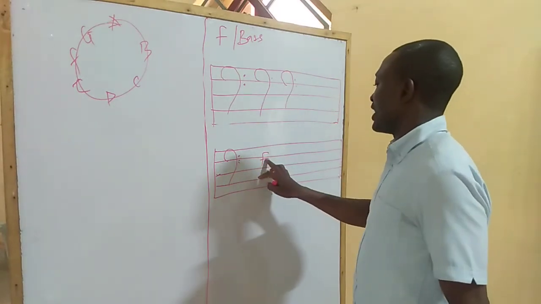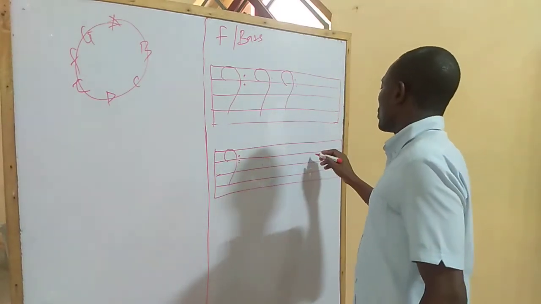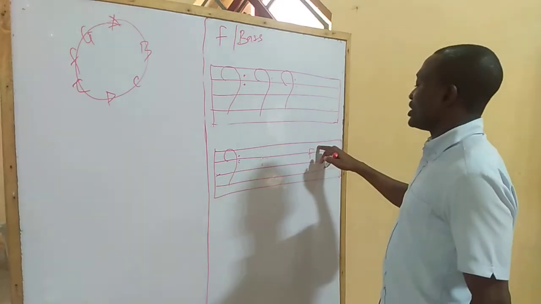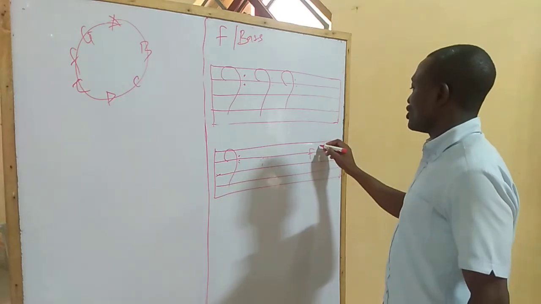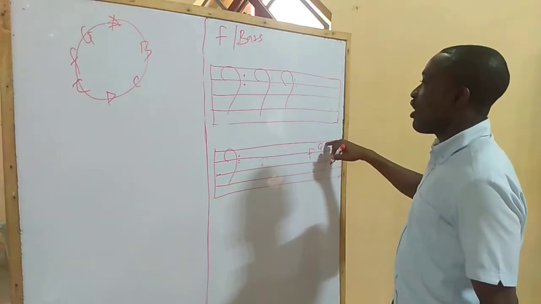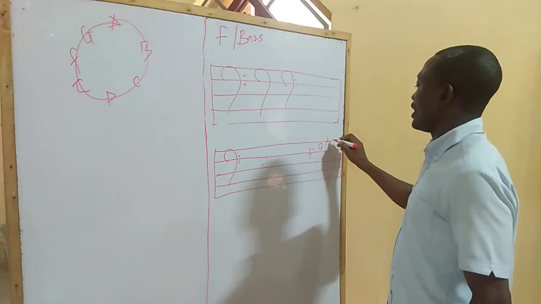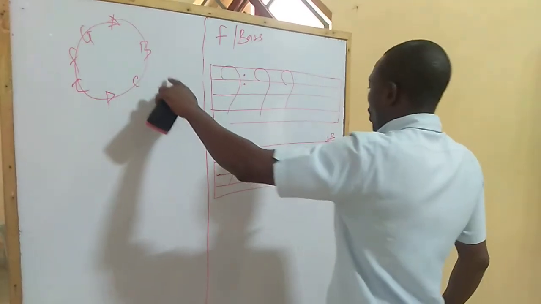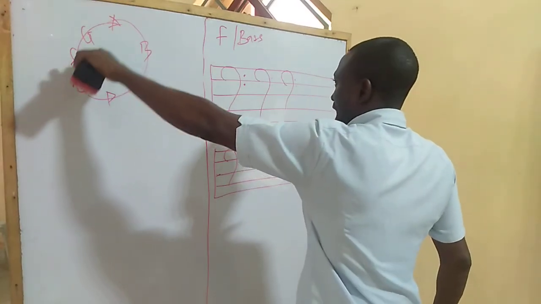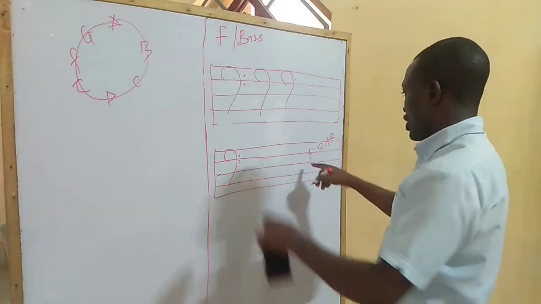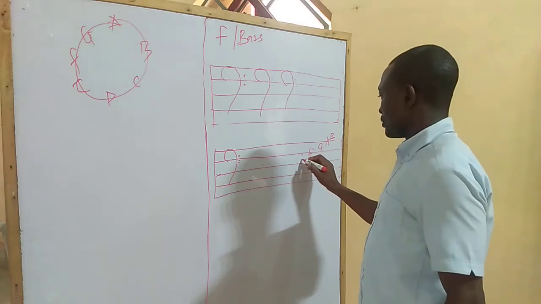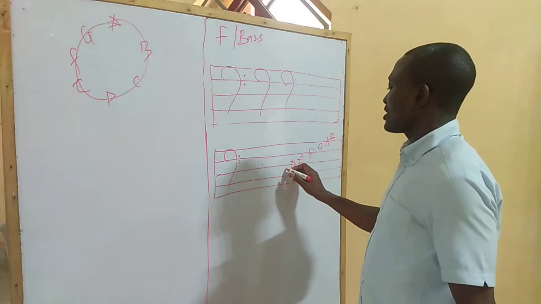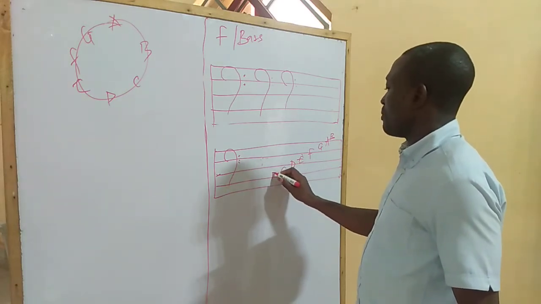The space here, let me draw it here. If line 4 is F, the space here will be what? G. The line up here, line 5, will be what? A. The space up here will be what? B. Thank you very much. Then coming down from F, anti-clockwise, the space here will be what? E. Line will be what? D. Space C. Line B.